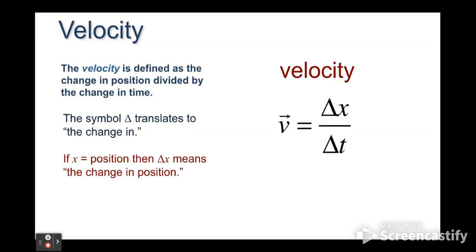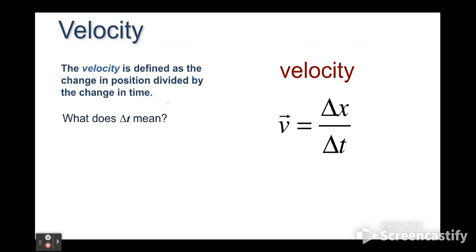Whatever it is that you're actually measuring in your data set, that symbol means the change in that particular thing. This time we're talking about time, right? In velocity, it's how did time change and how did position change, and that's what gives us velocity, because velocity can be positive, but it can also be negative.